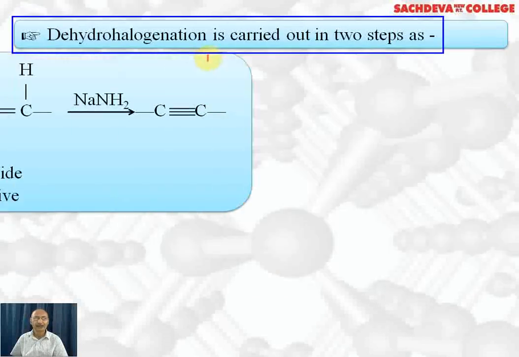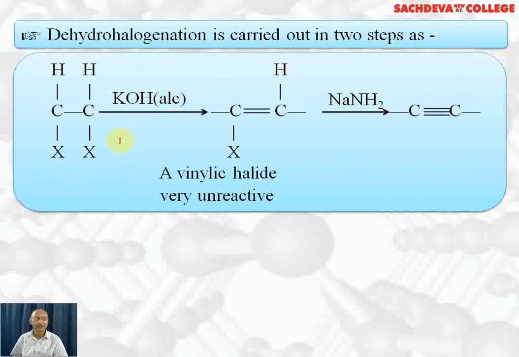Dehydrohalogenation is carried out in 2 steps. In the first step, this is the mechanism of how the reaction takes place. With the help of alcoholic KOH, in the first step we have removed this H and this X. HX is being removed. How? Alcoholic KOH means C2H5O negative, a stronger nucleophile, which takes out H positive ion from here and creates a negative charge here. When the negative charge is in the vicinity of a halogen, this particular halogen goes as X negative ion, creating a positive charge here. This positive and negative will result in the formation of a double bond.